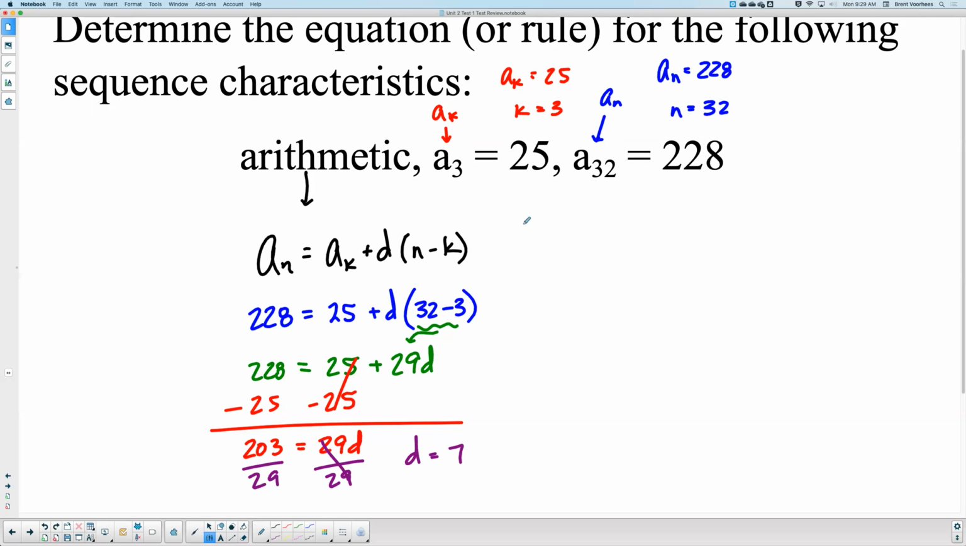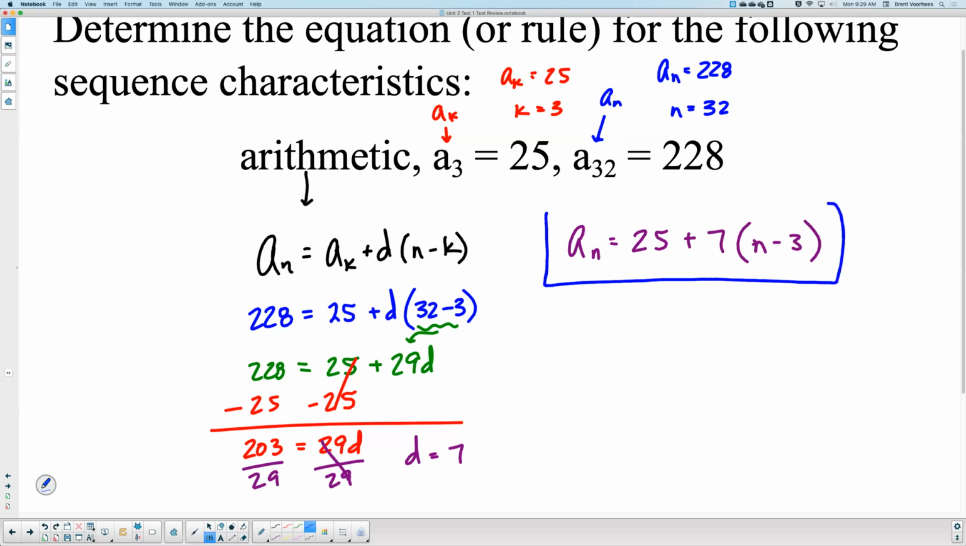What you do is you leave your a in. That does not change, but you replace a_k with, what's our a_k? 25 plus, what is our d? 7. n minus, and what's our k? 3. Okay. Now, just like the problem we just did, you could box this up because this is the equation. That's it. That's an equation or a rule that could find any term in that sequence.